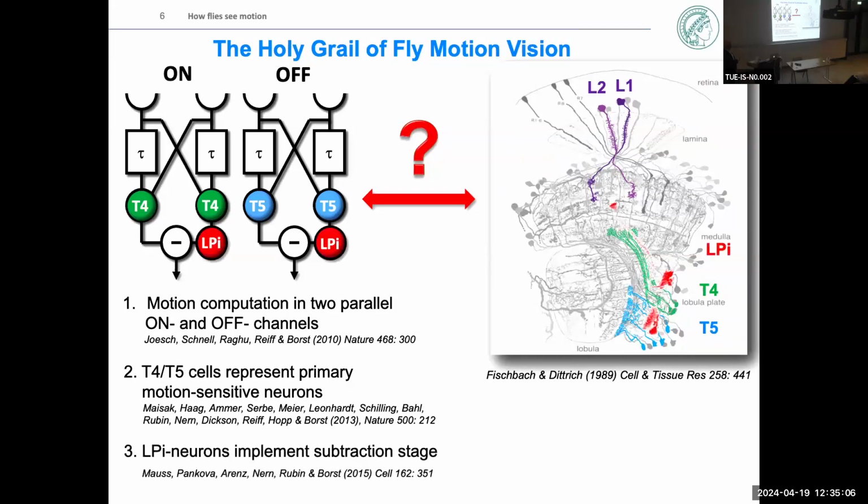Then we found that this subtraction stage is implemented by LPi interneurons in the lobular plate. And just 2 years ago, we found the interesting biophysical implementation of the multiplication in the on pathway on the dendrites of the T4 cells. And for the next 20 minutes or so, I will first introduce the T4, T5 neurons to you. Then I will tell you about the biophysics of this nonlinear interaction here. And then finally, I will tell you about the implementation of the subtraction stage of the motion detector.